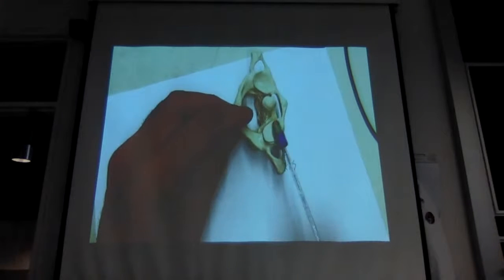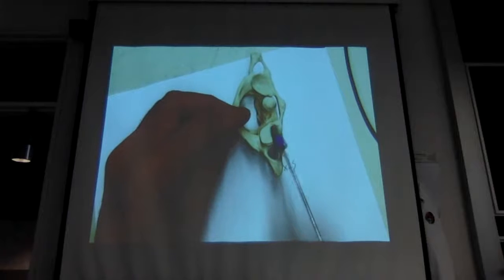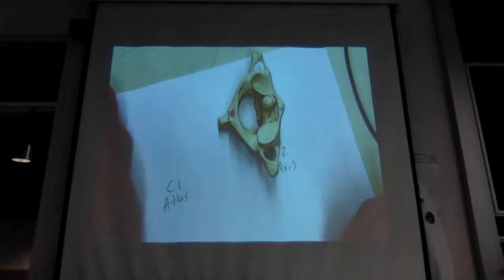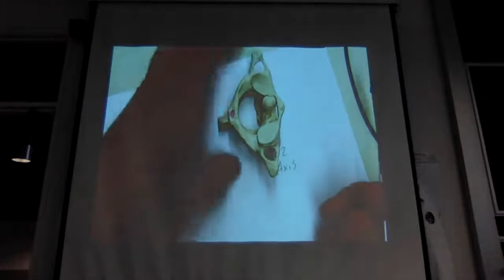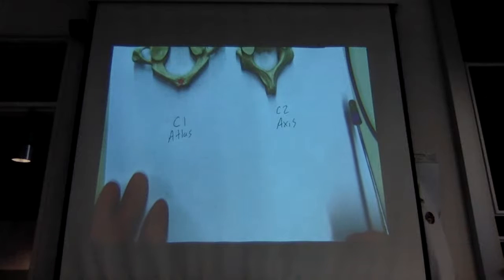And these facets, what bone articulates here on the C1? The occipital condyles, the occipital bone. Let's move your head like this. So C1 and C2, you should be able to tell apart. Question?